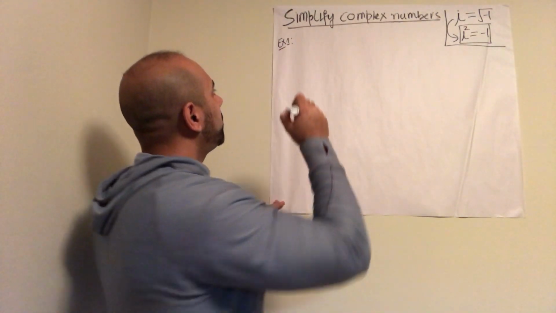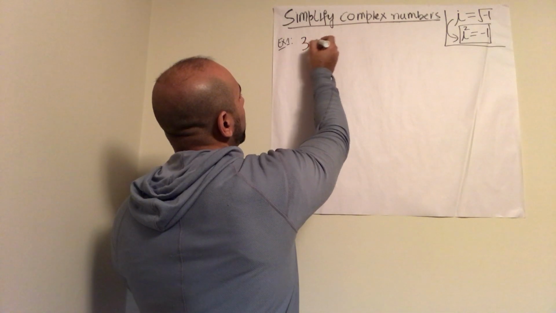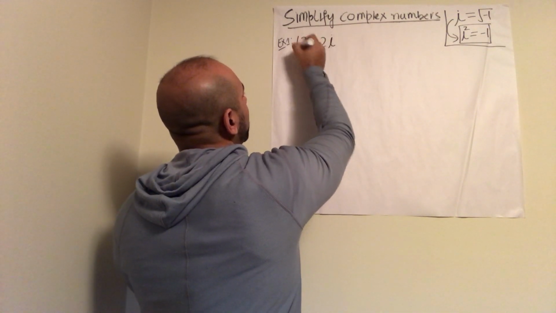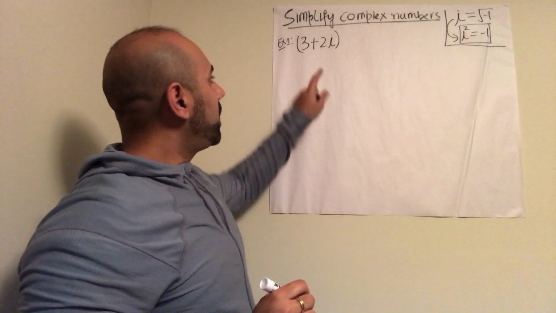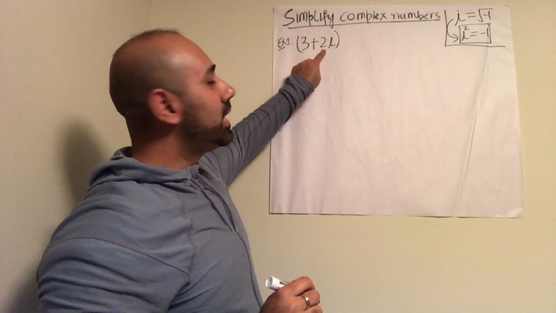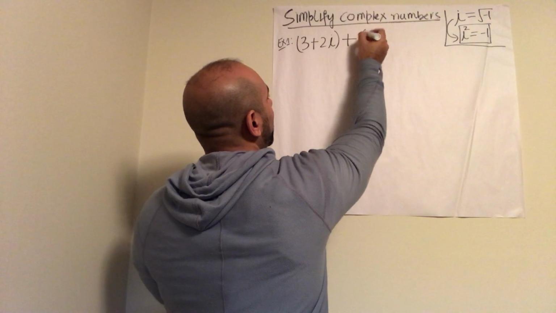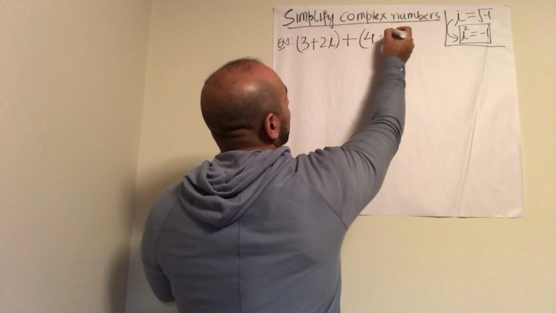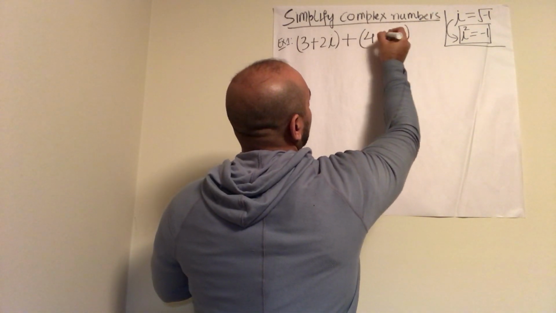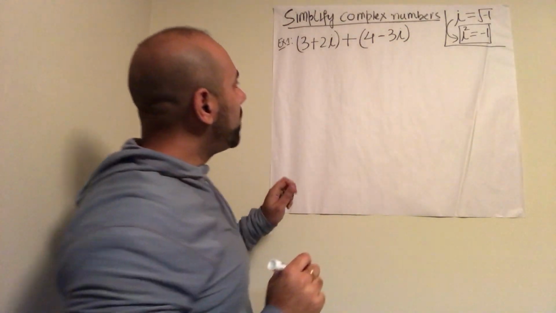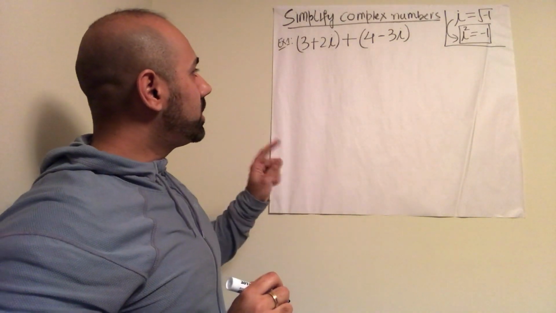The first example I'm going to use is, let's say we have 3 plus 2i, which is a complex number. Why is this a complex number? Because it has a real part and it has an imaginary part as well. If I have this complex number and I want to add another complex number, 4 minus 3i.